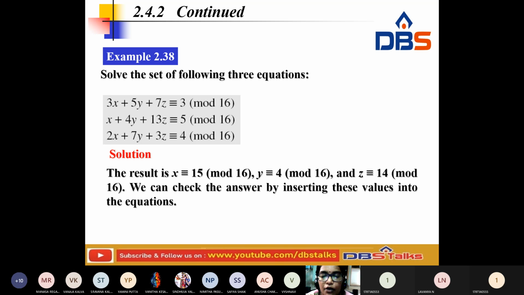Previously we have done some examples, no? This is about the modulus. This is matrices and linear equations. In the next class we can continue with the next topic.